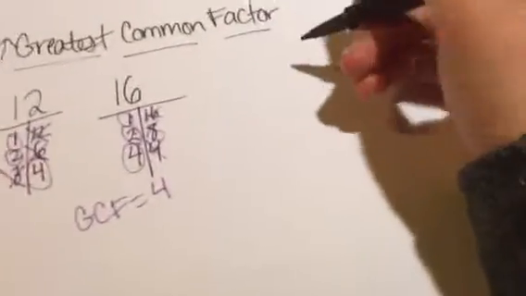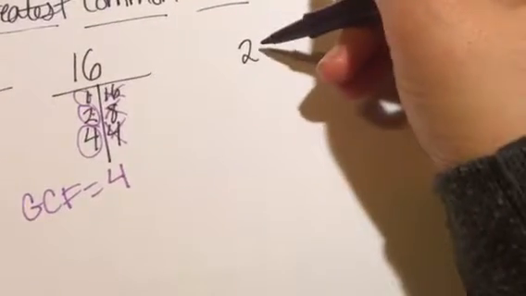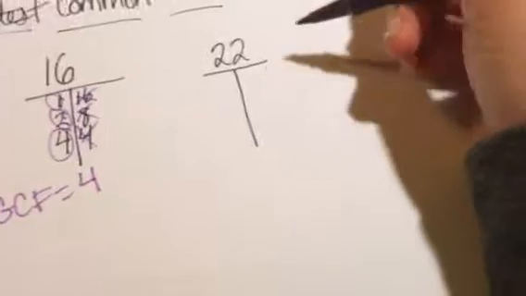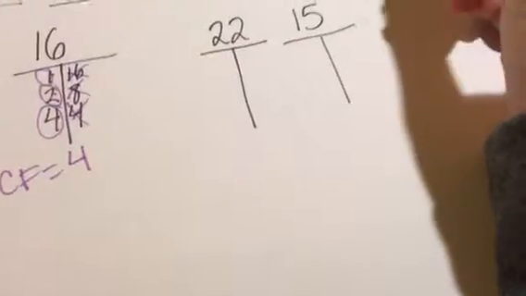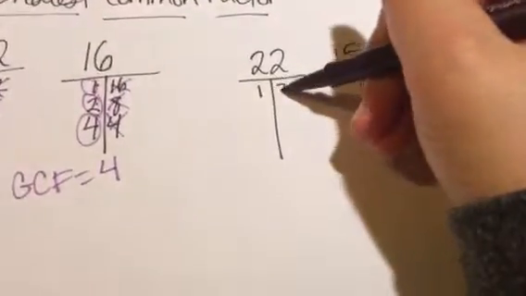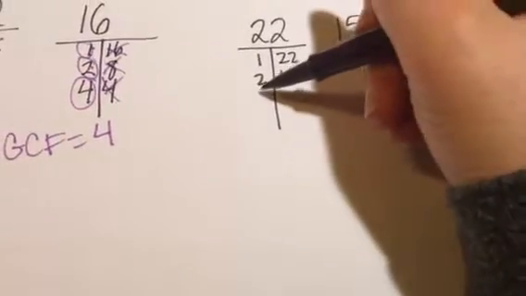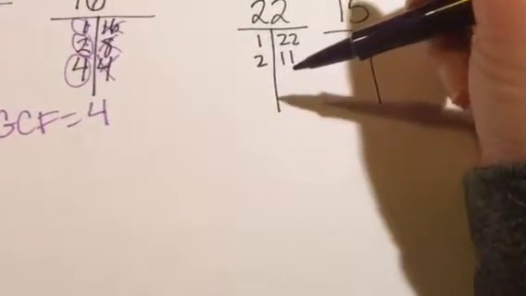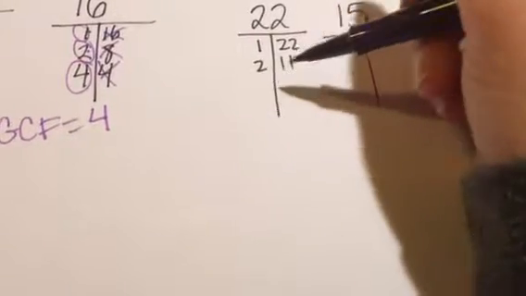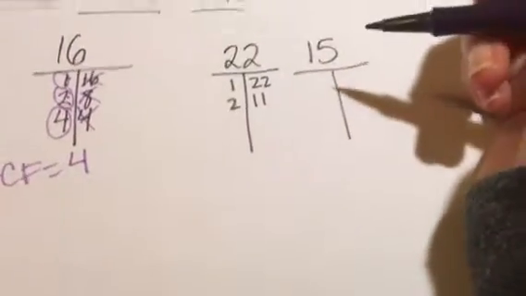All right, let's do one more example, and then I'll leave you guys to do it on your own. Let's do 22 and 15. Interesting choices. All right, 22. I know 1 times 22 gives me 22. I know 2 times 11. 3, no. 4, no. 5, no. 6, no. 7, 8, 9, 10, 11. Yep, I have 11 times 2, so I know that's all the factors of 22.